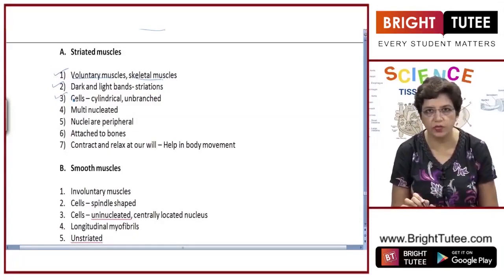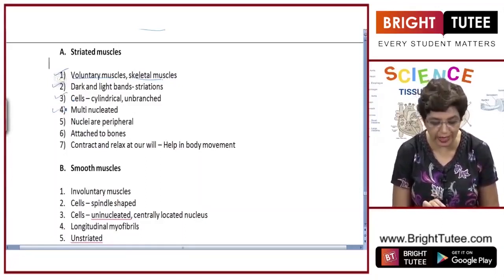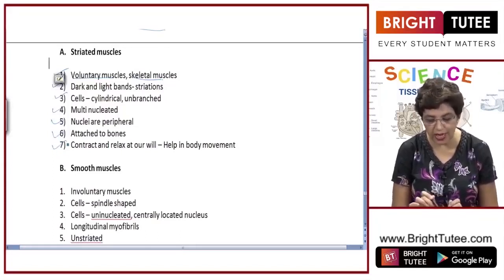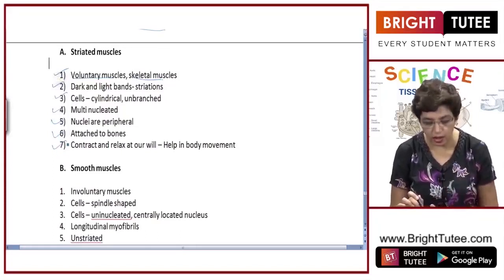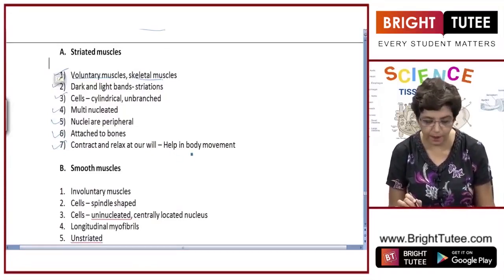I'll just draw the diagram and I'll show you the diagram so you'll be easily able to differentiate between them. The cells are multinucleated. Nuclei are peripheral. They are attached to the bones. They contract and relax at our own will. That is why they are called voluntary tissue and they help in body movement.